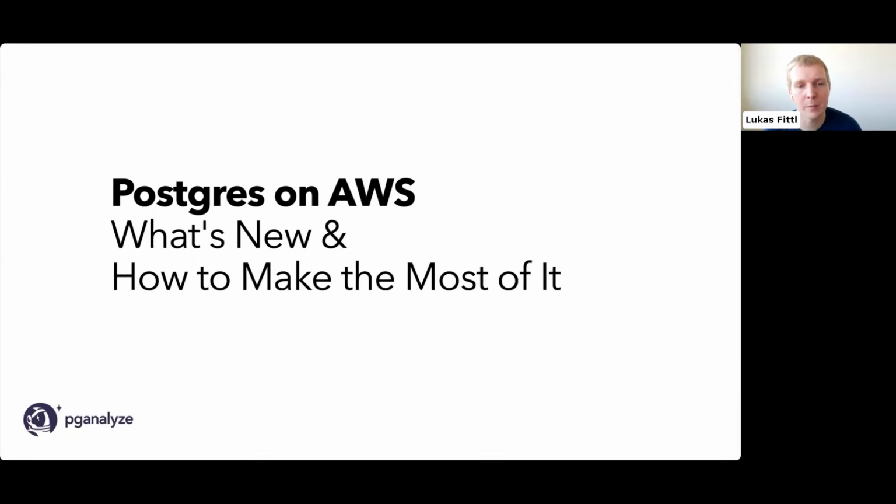And so today we're going to talk about how to run Postgres on AWS effectively, basically the things that are new in AWS that relate to Postgres. We're going to talk about RDS, we're going to talk about Aurora, and we're going to talk about other ways of running Postgres using the CloudNativePG operator.